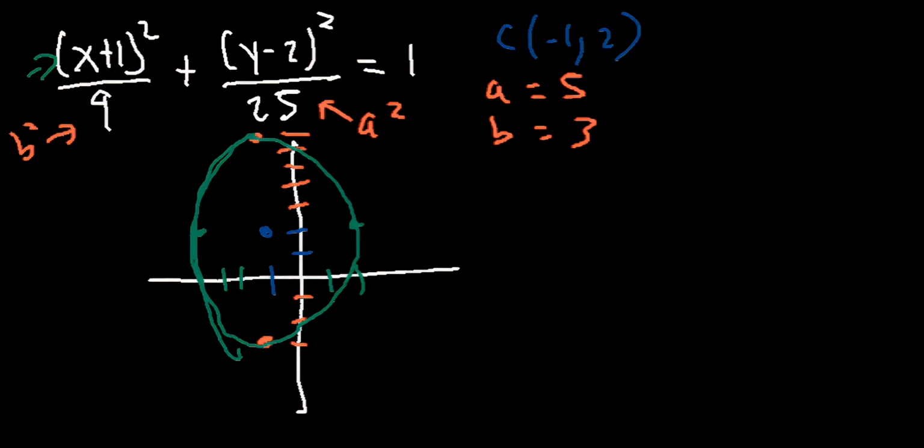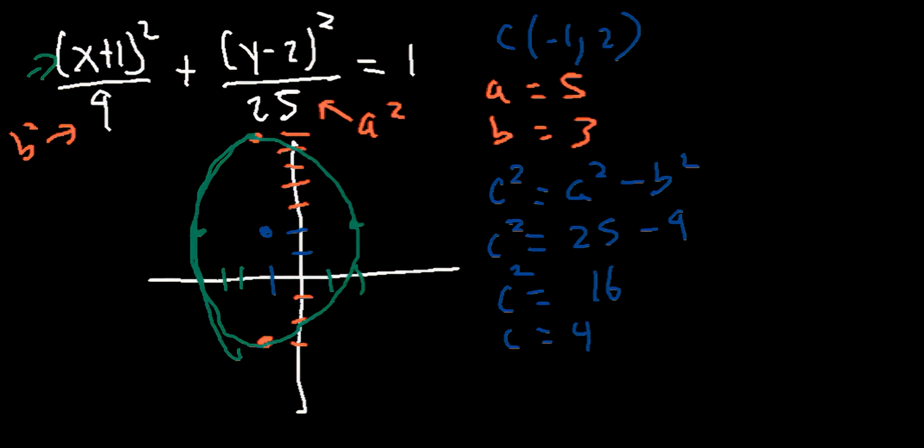And if you want to find the foci, solve for c. So since c squared is a squared minus b squared, we know a squared is 25, b squared is 9. 25 minus 9 is 16. The square root of 16 is 4, so c is 4. So you need to go up 4 units, which is over here, and down 4 units from the center. So that's the coordinates of the foci. But to write it, this time it's not h plus or minus c, it's h comma k plus or minus c, because the major axis is vertical.